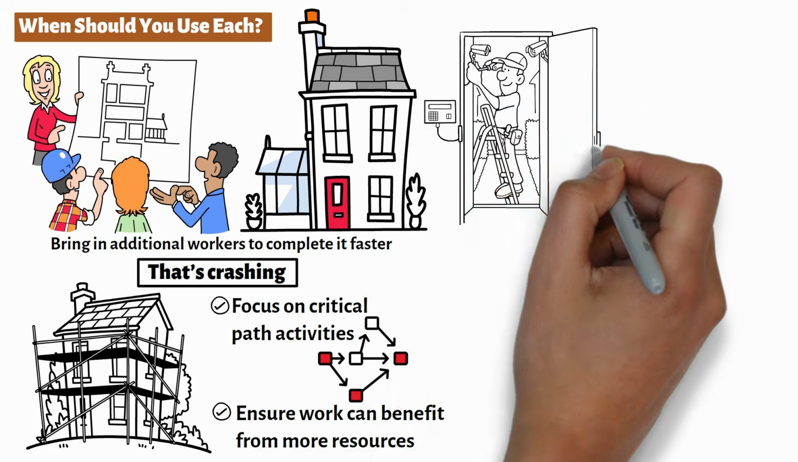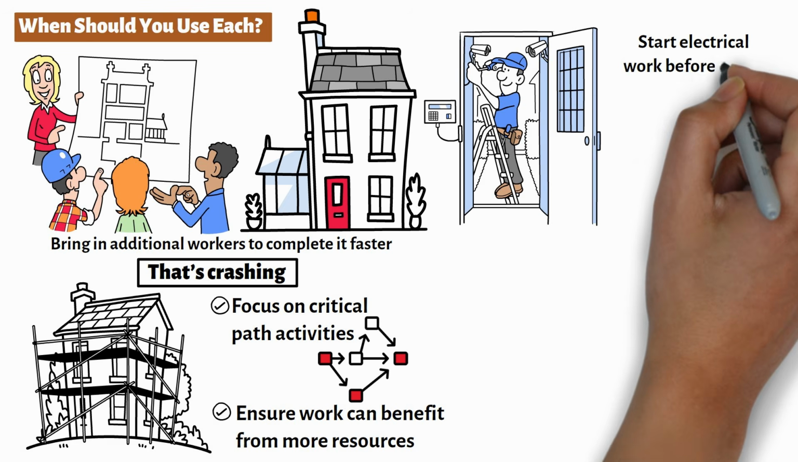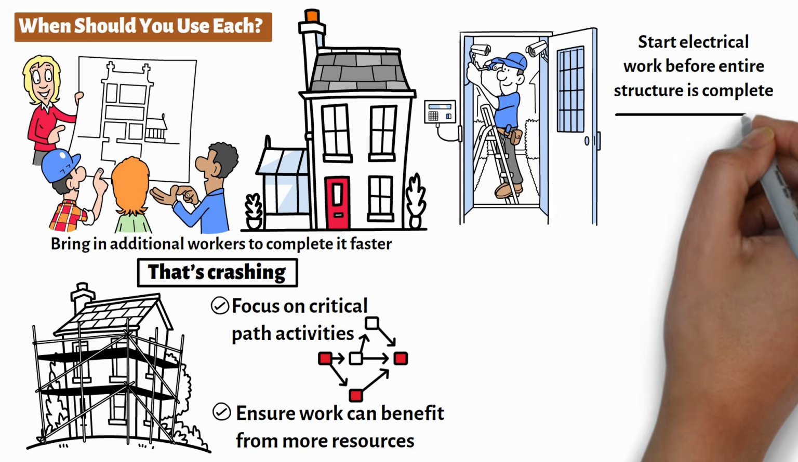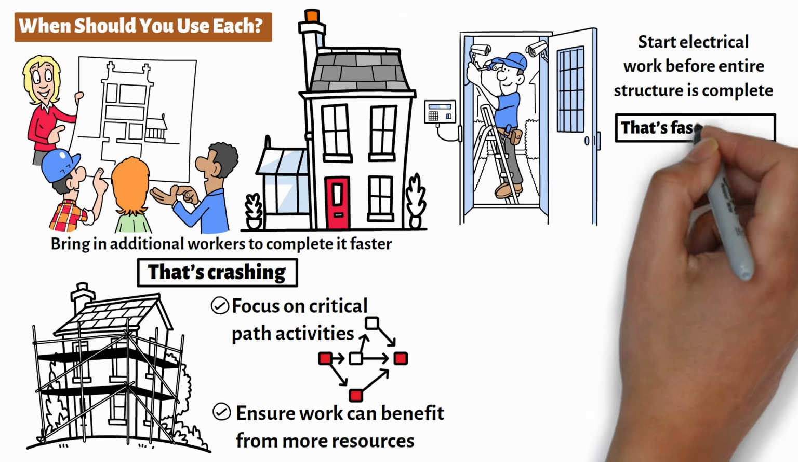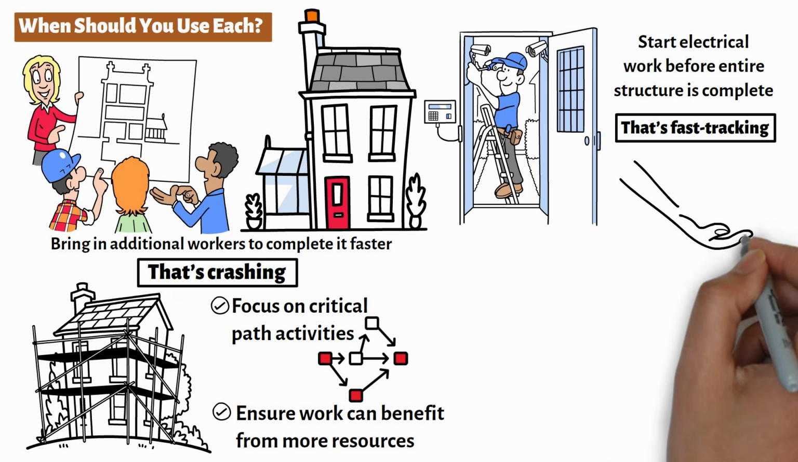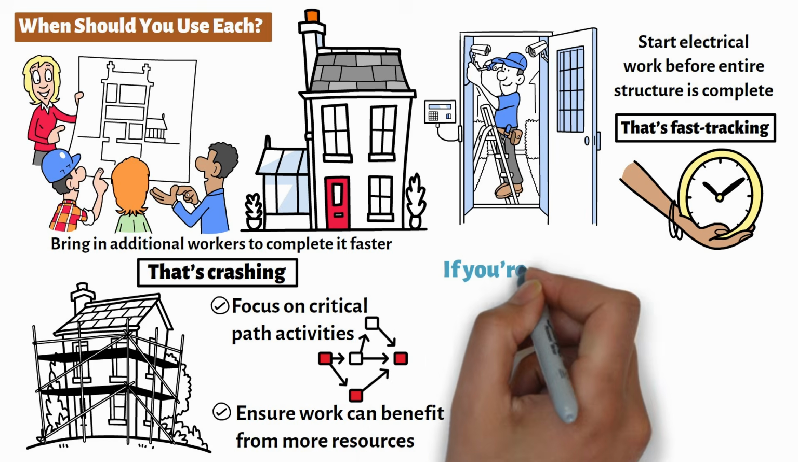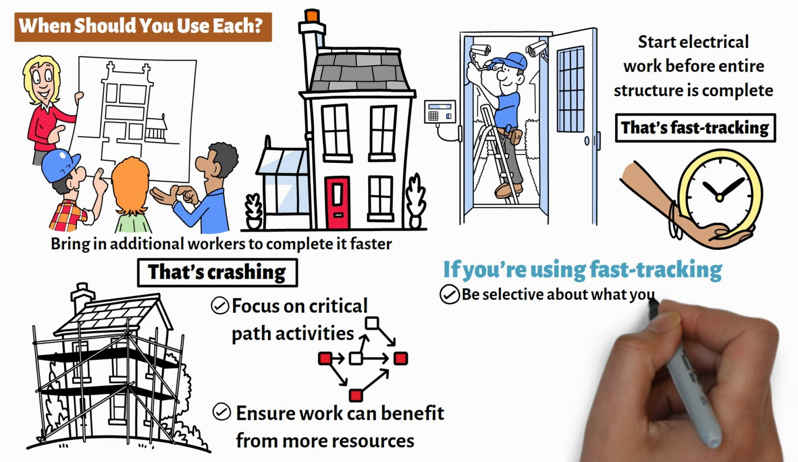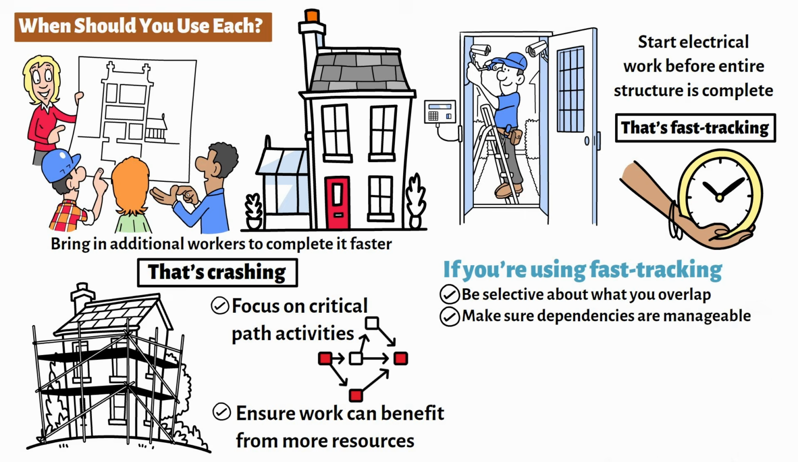On the other hand, you might decide to start electrical work in certain areas before the entire structure is fully completed. That's fast tracking. You're overlapping activities to save time. If you're using fast tracking, be selective about what you overlap. Make sure dependencies are manageable and monitor closely for coordination issues.